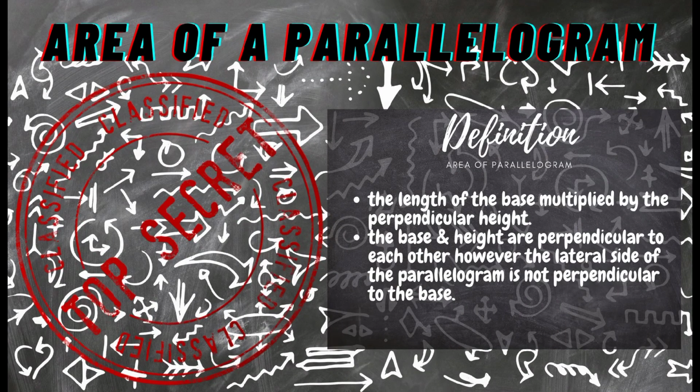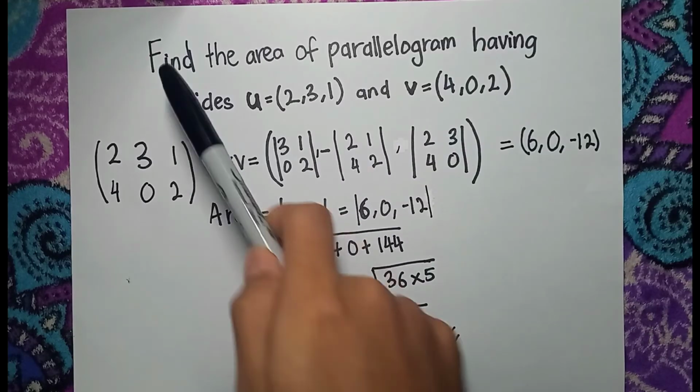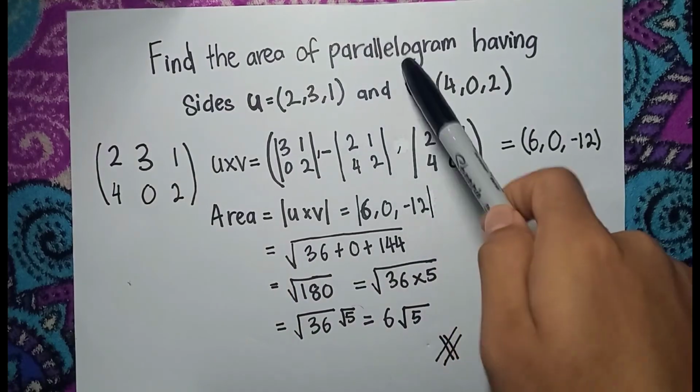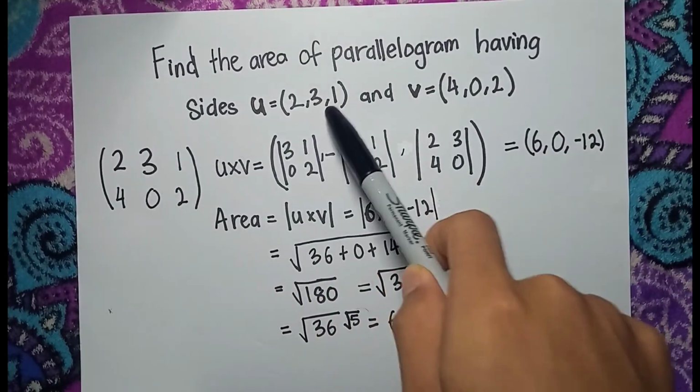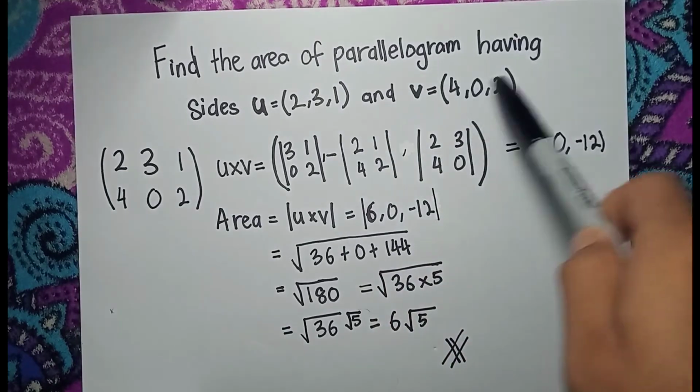Area of a parallelogram. Definition: the area of a parallelogram is the length of the base multiplied by the perpendicular height. The base and height are perpendicular to each other. However, the lateral side of the parallelogram is not perpendicular to the base. Find the area of the parallelogram having sides U equals 231 and V equals 402.